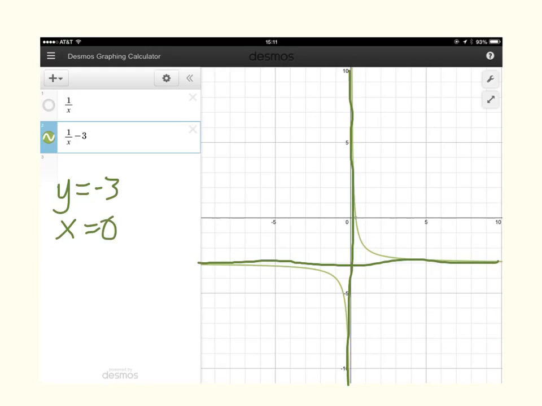And that would make the domain all of the reals except x is not equal to 0, and the range is all of the y's except y is not equal to -3.